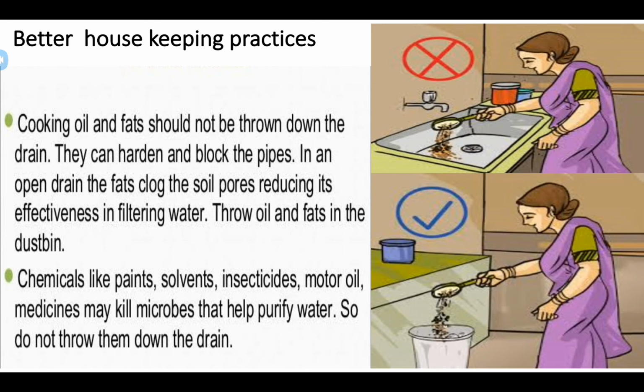That is important. First see here, you can observe two pictures. In the first picture, the way is wrong. Cooking oils and fats should not be thrown down the drain. When we throw them like that, they immediately harden and block the pipes. Generally in open drains, the fats clog the soil pores, reducing its effectiveness in filtering water. So that's why oil and fats should mainly be thrown in a dustbin.